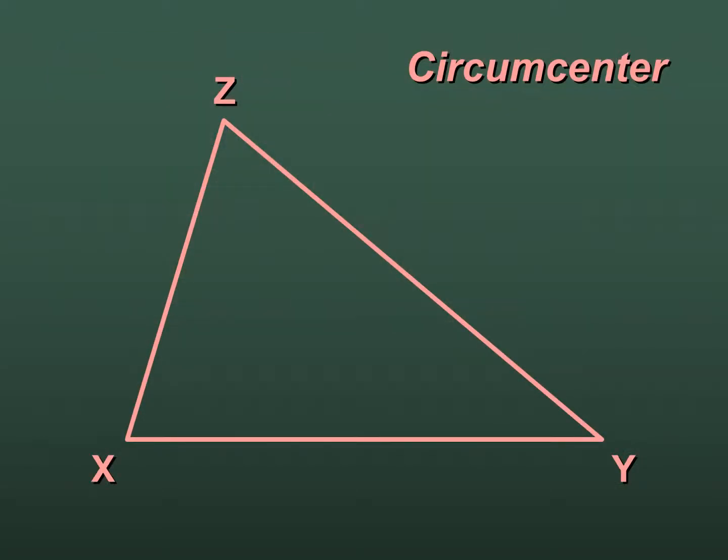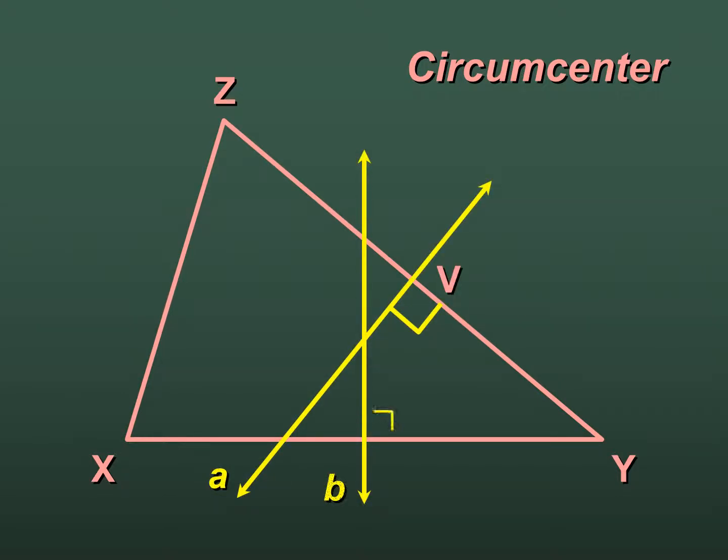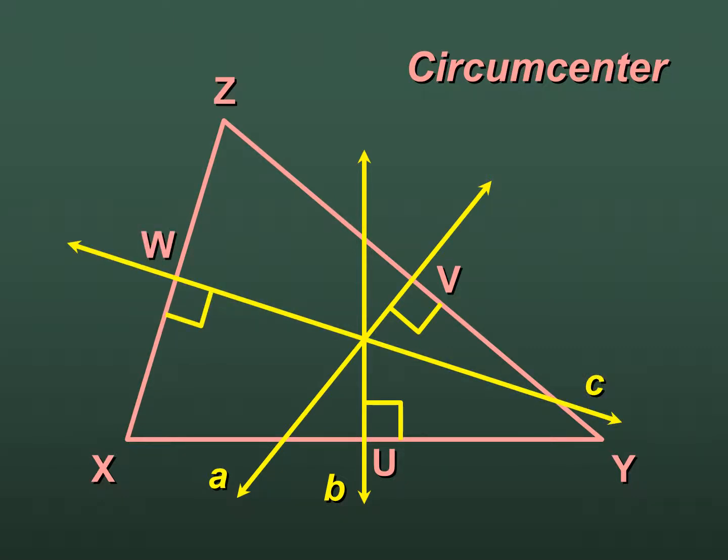So here's a triangle, and if we wanted to make a circumcenter, what we would have to do is draw a perpendicular bisector for each side. So here's our first perpendicular bisector. Here's our second perpendicular bisector, and here's our third perpendicular bisector. So this point right here is what we call the circumcenter. To get the circumcenter, we had to draw three perpendicular bisectors. So point P would be our circumcenter.